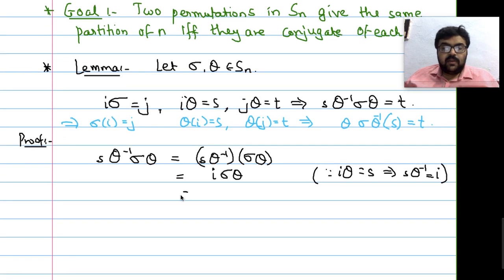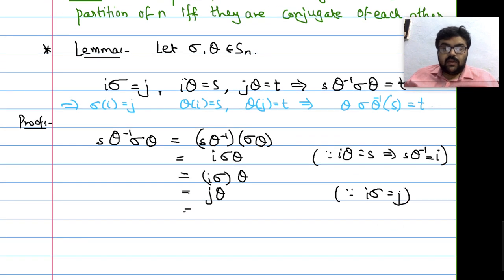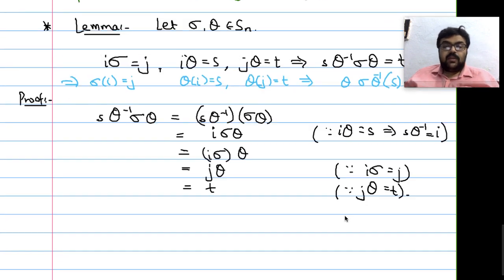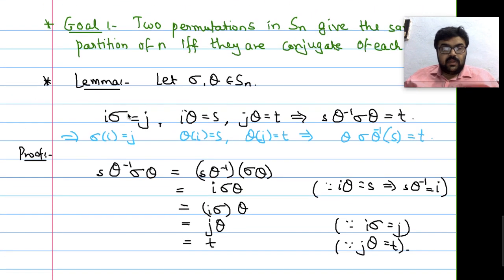So this is I, and so what is this? This is sigma of I, and theta. So what is sigma of I? Sigma of I is given, so this is j, right? Since I sigma is j, this is given, and theta j. And what is theta j? That is also given, this is t, since theta of j equals t. Okay, so if sigma sends I to j, then theta inverse sigma theta sends s to t. That's it.